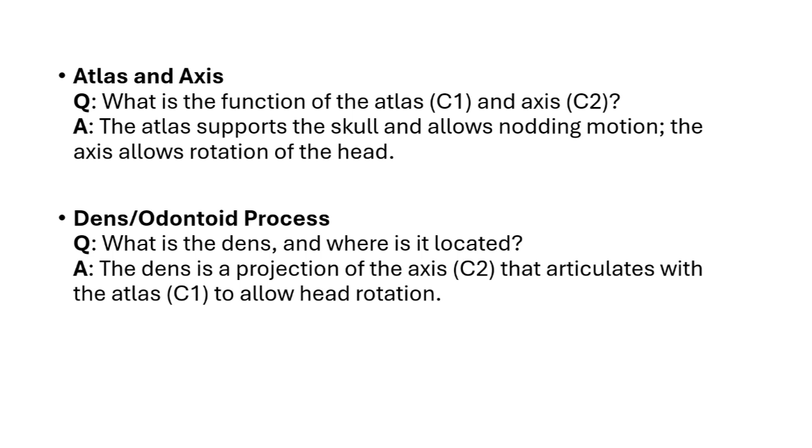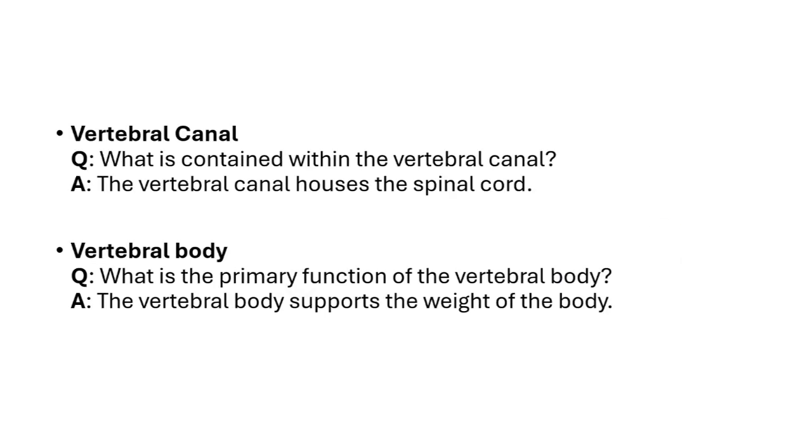So what is the function of atlas and axis? Together they help in the nodding motion, like saying no. It is due to the atlas and axis, whereas yes is because of the occipital bone and atlas. So what is the dens and where is it located? The dens is the projection of the C2 axis vertebra that articulates with the C1 vertebra and allows rotation.